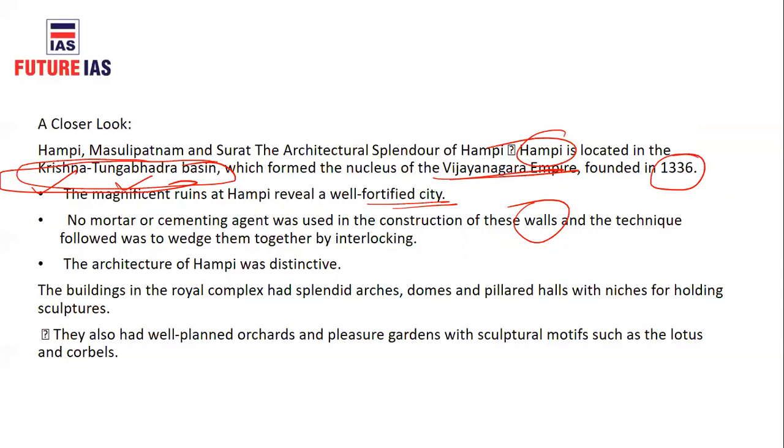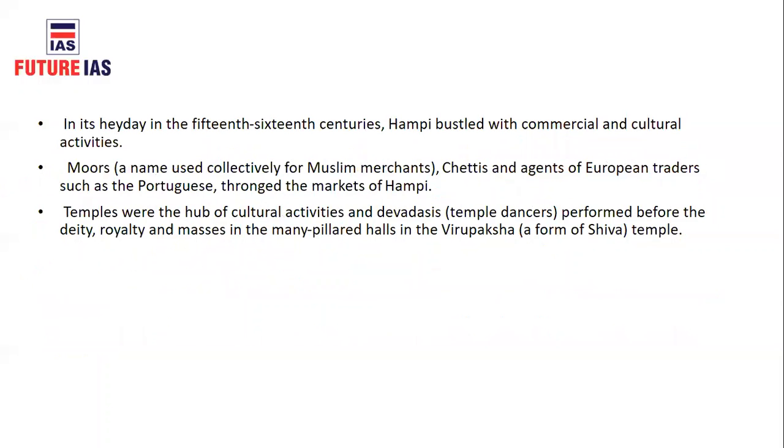So in that term, when you don't use the cementing agent or the mortar, you are making such a marvelous and splendid architecture without such a cementing agent, which is itself a distinctive feature, right? Which is also a good architectural performance. And such royal complexes had splendid arches, domes, and pillared halls for holding sculptures, which will also be present over there.